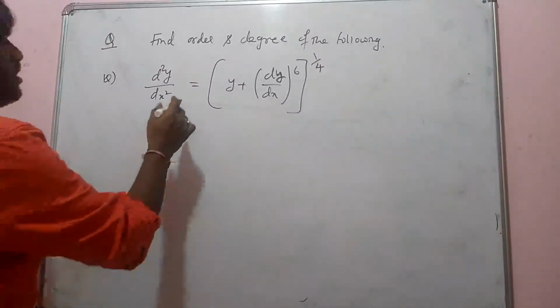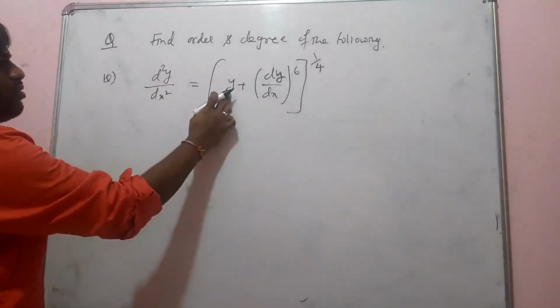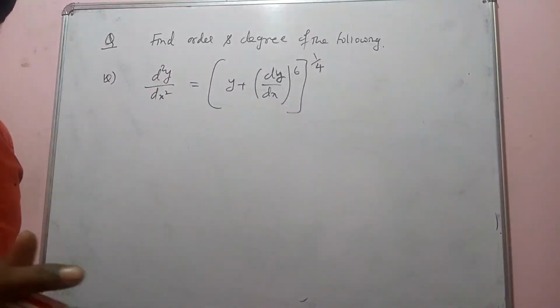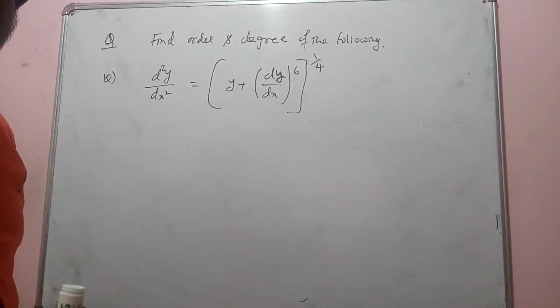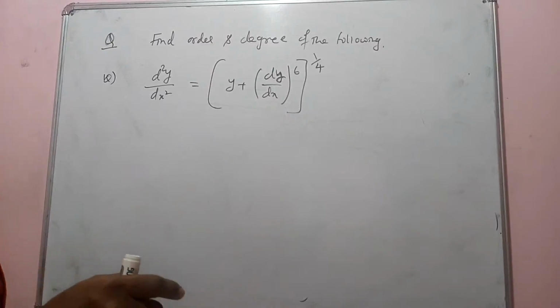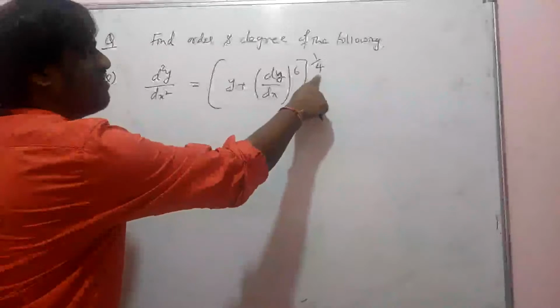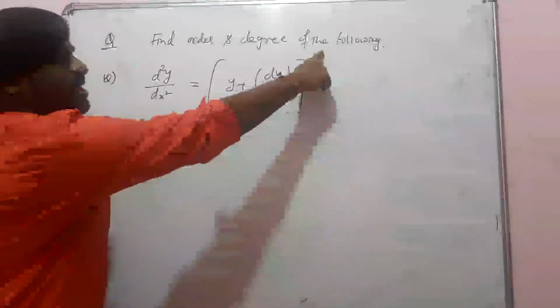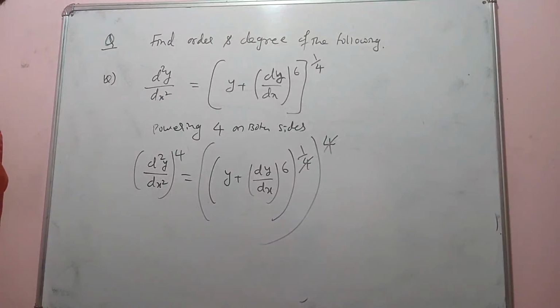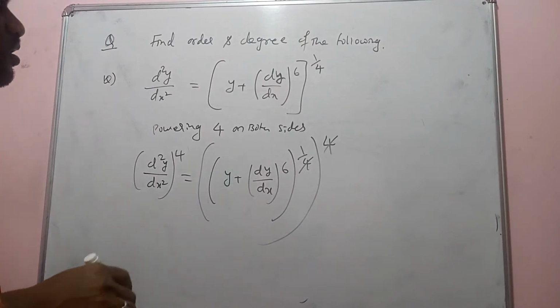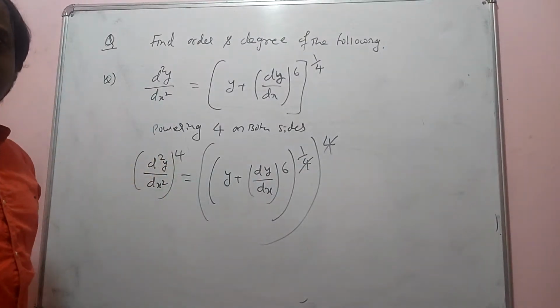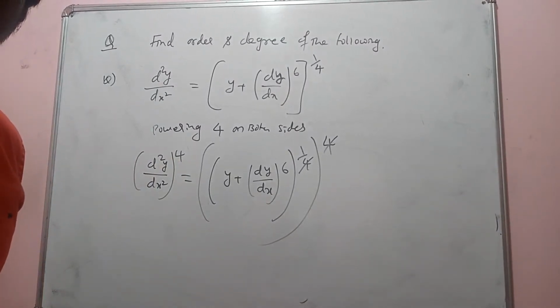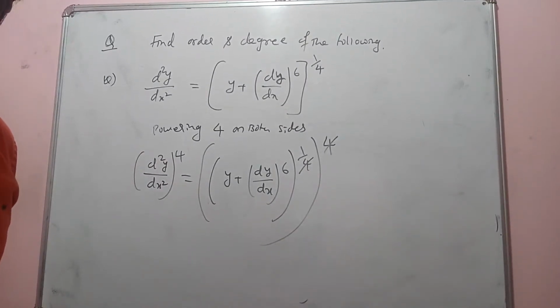Okay, I'll tell you now. See this, d2y by dx square is equal to y plus c. Everyone should answer something. Order is 2, Suhana, correct. Degree is 1? No, degree we will see. I told you power should not be a fraction, and the power is 1 by 4 here. Are you able to see that? So raising to the power 4 on both sides. Oh, what happened? May I know what happened?